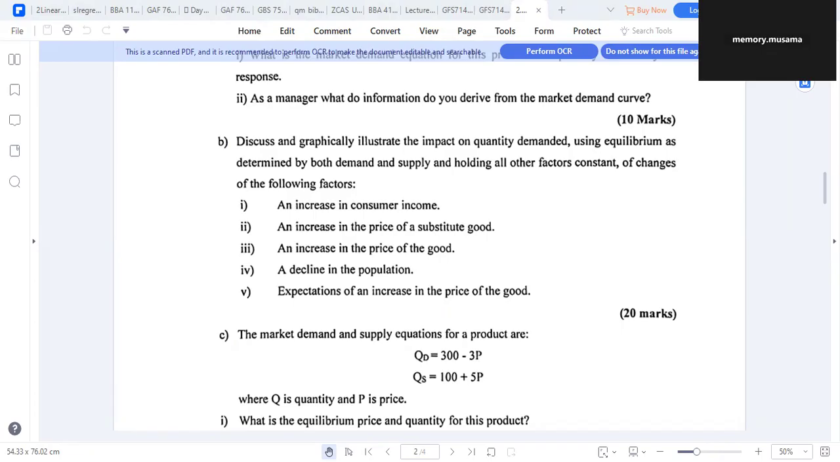Are we talking about fuel? The question again. Yeah, what's the question? What happens if there's an expectation of an increase in the price of that particular good? Are we talking about fuel? Any good, yes, fuel.